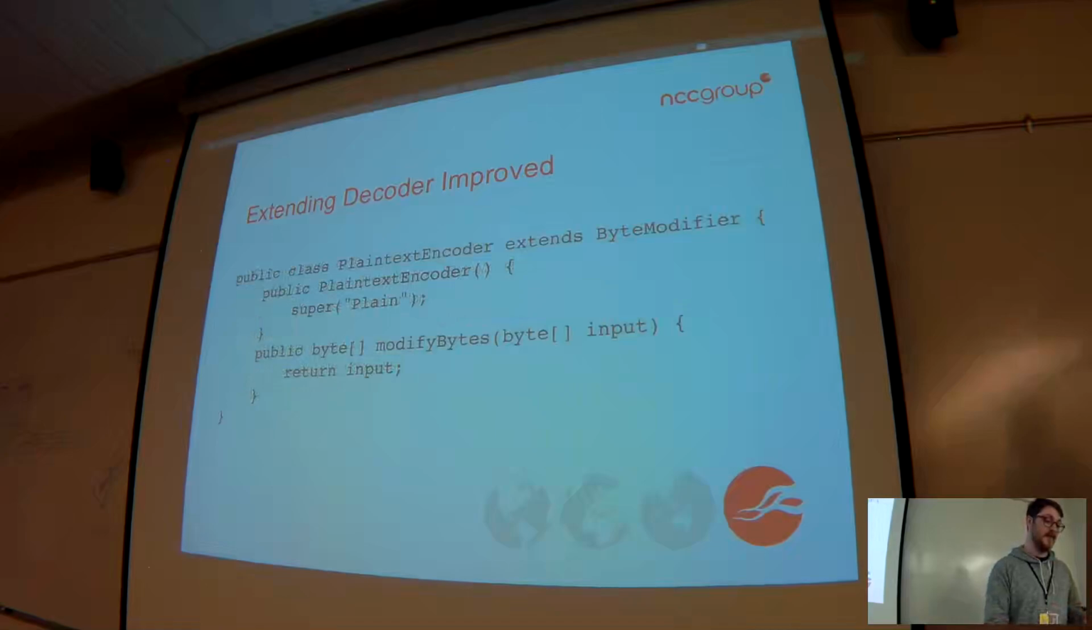With source visualization, this is the source code for the plain text encoder. It's very simple because plain text is not doing anything.